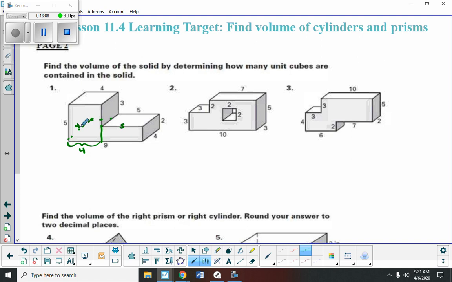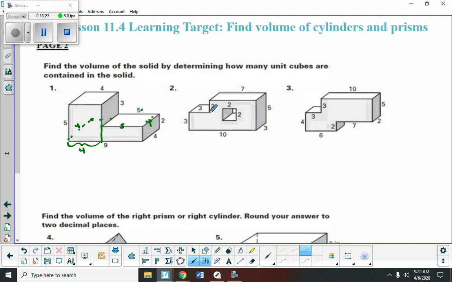So this would be 4 times 4, basically. So the area of the base would be 4 times 4. The height would be 5. And then you're going to do this one right here. Your base here is 5 times 4, so that would be 20, and then times 2.